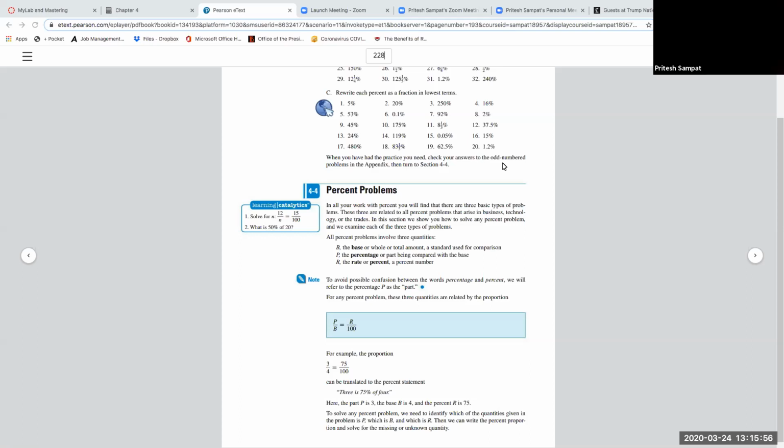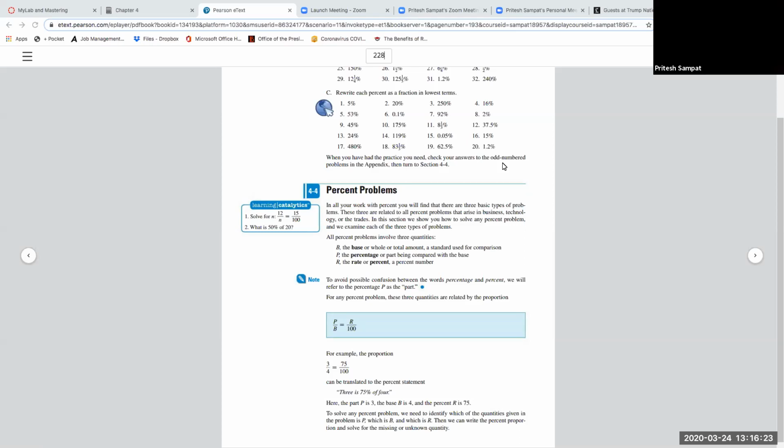Hi, everyone. We're going to pick up where we left off, Chapter 4, Section 4, and this is starting on page 228. We'll be discussing percentage problems. So with this section, you'll be able to solve any type of problem that involves percentages. And there are three ways to approach it. We'll be covering all three.